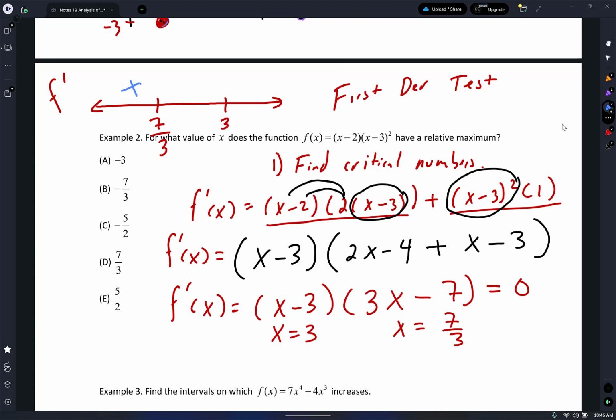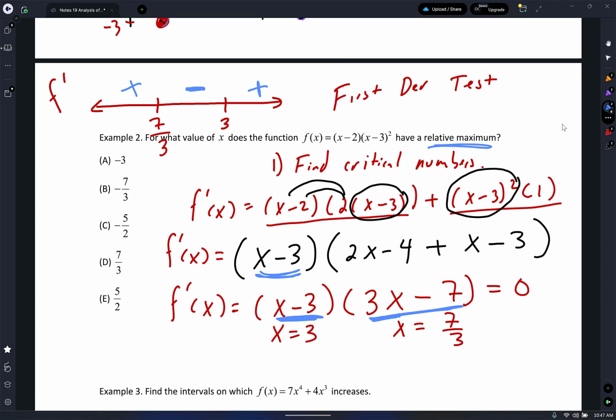Give me a number between 7/3 and 3. 2.5, because 7/3 is about 2.3, right? If I plug 2.5 into x minus 3, you get a negative. If I plug 2.5 into 3x minus 7, 3 times 2.5 is a little bit bigger than 7, because 3 times 2 is 6 and 3 times 3 is 9. So negative times a positive is a negative. Give me a number larger than 3. 4. 4 minus 3? Positive. 3 times 4 is 12, minus 7, positive or negative? Positive times a positive is positive.